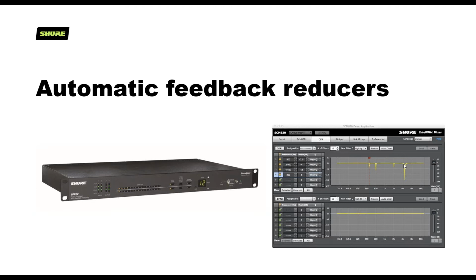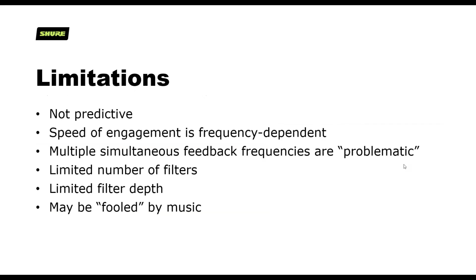But it's really critical to understand that these are not 100% foolproof devices. That is, if you put a feedback reducer in your sound system, it doesn't mean you will never hear feedback ever again. There's some limitations, right? Number one, they're not predictive. That is, the feedback needs to occur first before it'll attempt to get rid of the feedback, right? There's no way for this device to know when feedback is going to occur. It just knows when it happens, and then it gets rid of it.